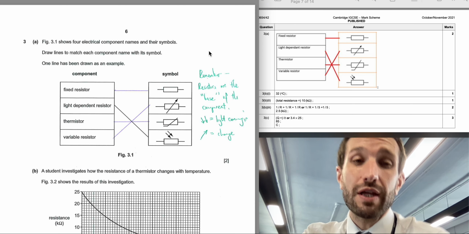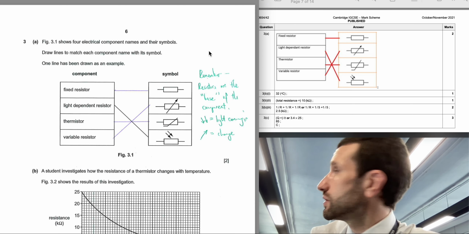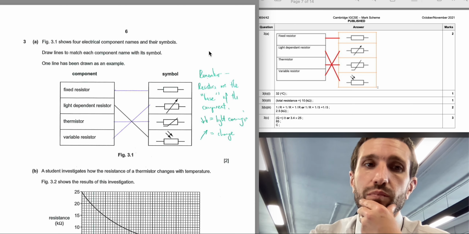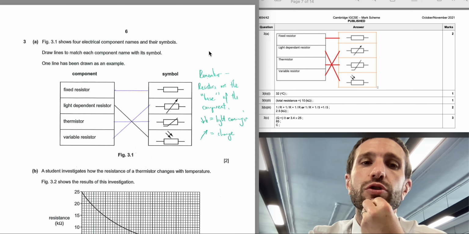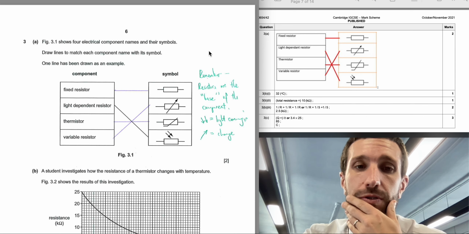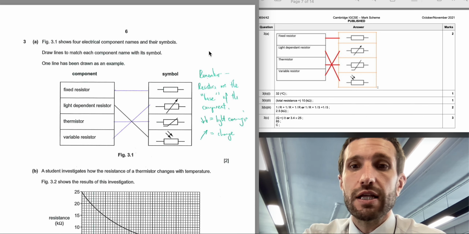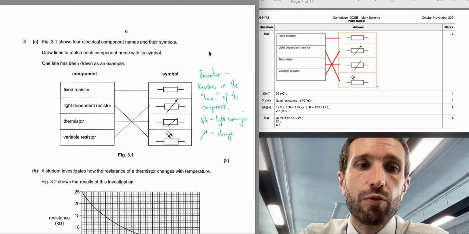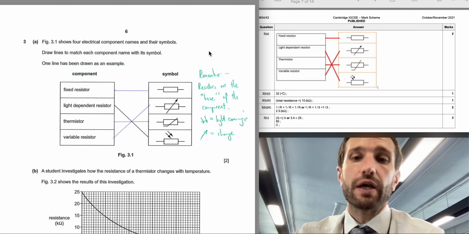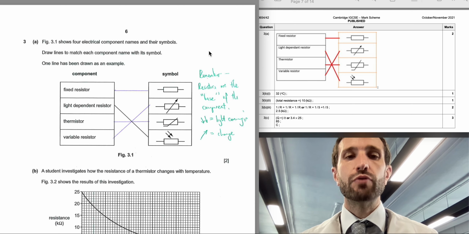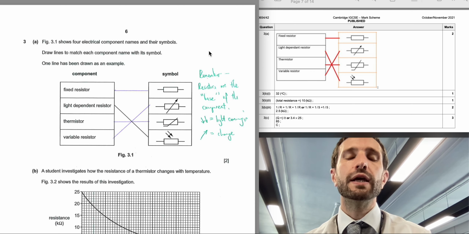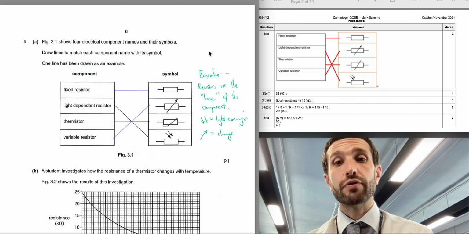Question number 3, start off with an electricity question actually. It's quite a nice one to start off with. We're looking here at 4 electrical components and their symbols. Now the thing to recognize here is that all of these components are forms of resistors. Okay, you can see that kind of rectangular box.